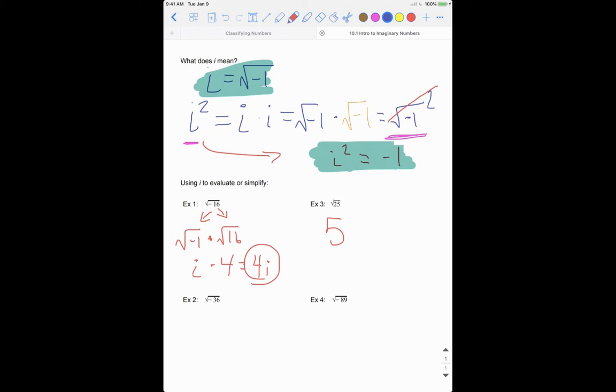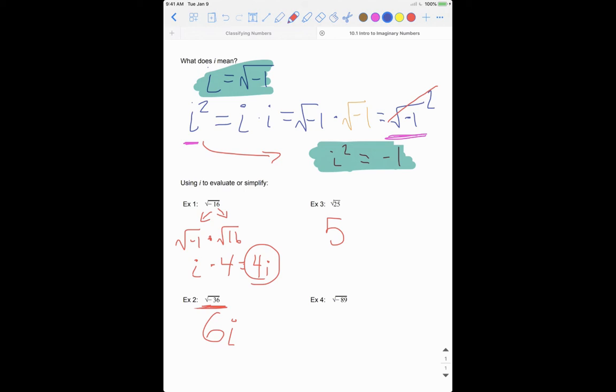If we look at the next one, there is a negative in that square root of -36. That tells us we need to pull an i out. Then we need to take the square root of 36. What's the square root of 36? You should get 6, and so we get 6i.